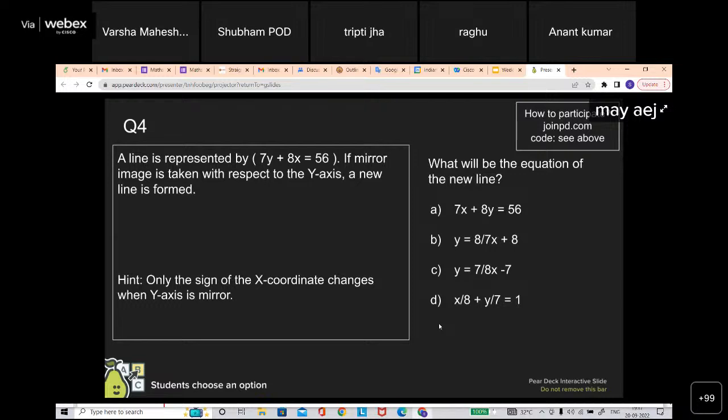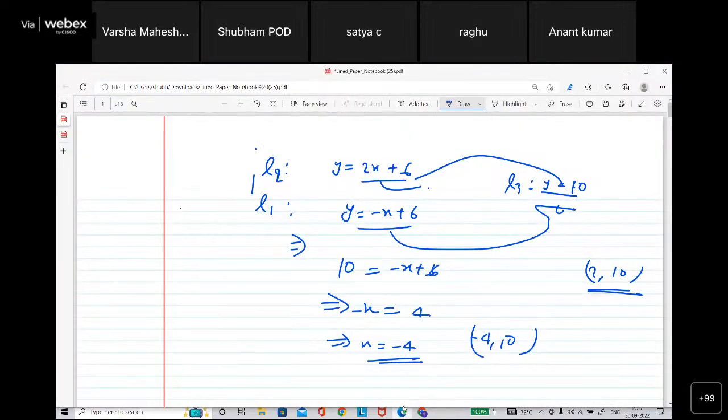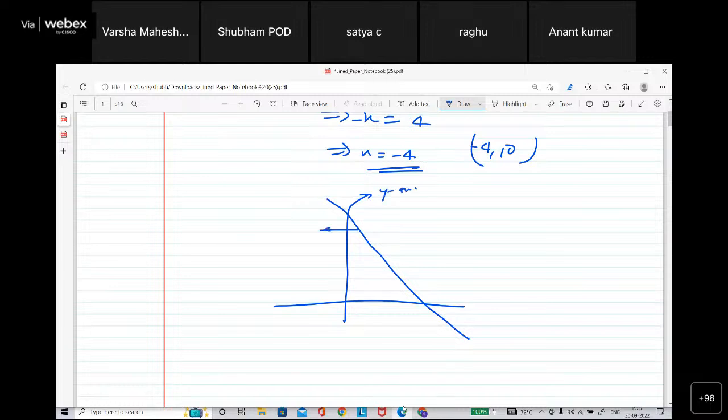So what is the new line when you took the mirror of that line with respect to y axis? What is going to be the new line? Equation of that line. So m will change sign. Only the sign of the x coordinate will change. Like suppose this is the line. So the new line, you are taking the mirror with respect to this axis, this is y axis. So the line will be mapped like this. So it will look like the line is this. So what is the equation of this line?